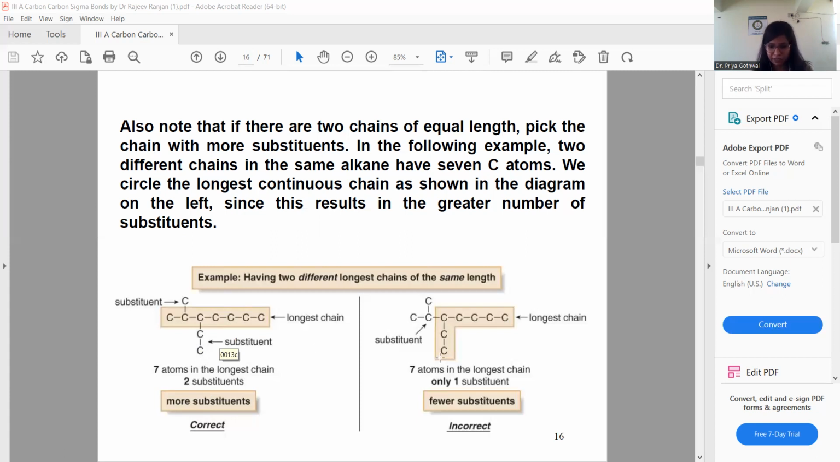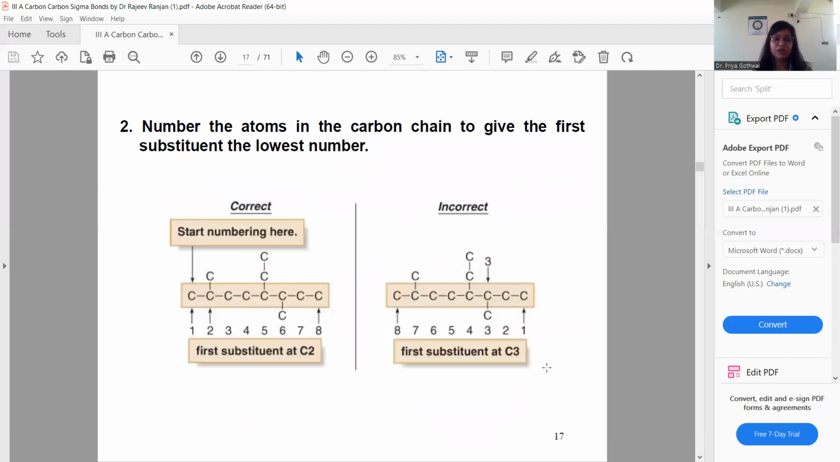Next, we can see 7 atoms in the longest chain with only one substituent, which is known as an isopropyl substituent. This is an incorrect numbering of the carbon chain. So firstly, we selected the longest carbon chain. After that, we can see that two or more substituents are present in the longest carbon chain. The second condition is to number the atoms in the carbon chain to give the first substituent the lowest number.